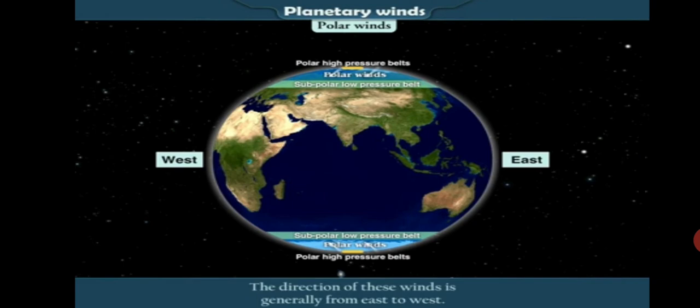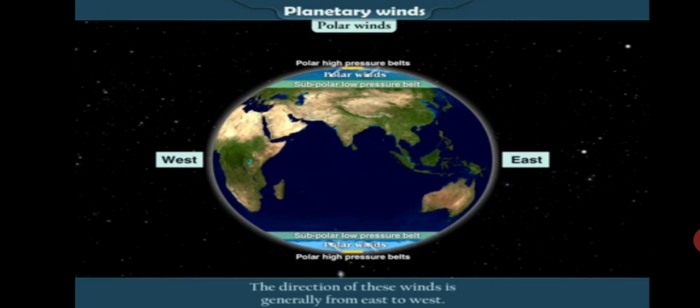And this way, we have completed learning about planetary winds. So, planetary winds are of three types. Which are they? Easterlies, which blow from east to west, westerlies, which blow from west to east, and polar winds, which also blow from east to west.